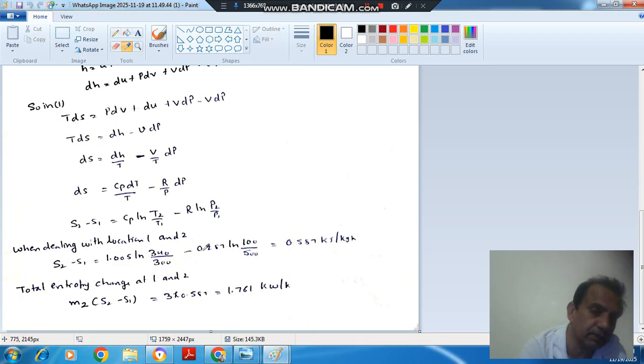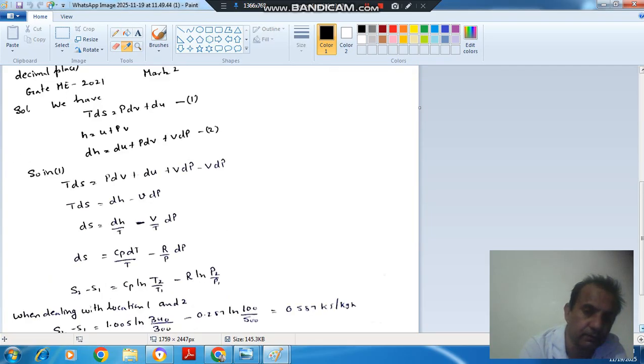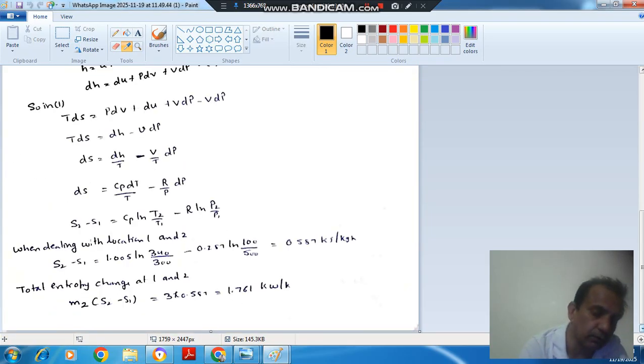So if we multiply the mass of the hot stream with it, because here the hot stream is going out, then we'll get the total entropy change from location 1 to 2. So that is 3 into 0.587, that is 1.761 kilowatt per Kelvin.